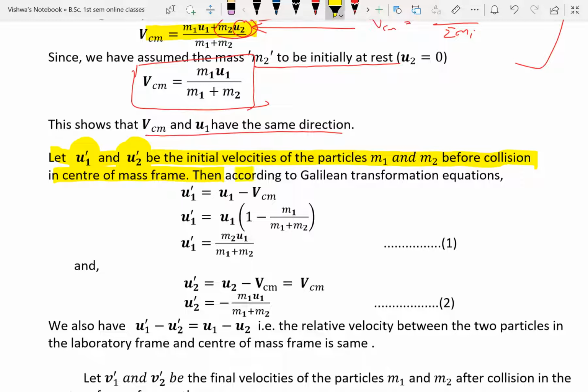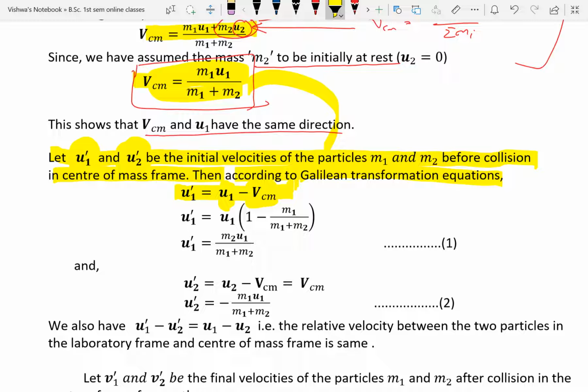Then according to the Galilean transformation equations, u1 prime can be written as u1 prime equal to u1 minus v center of mass. Here u1 is the velocity of the first object in the laboratory frame of reference, that is before the collision, and v center of mass is the velocity of the center of mass of the two objects in the laboratory frame of reference. We already know the value of the velocity of center of mass, so now substitute it in this equation and we will get u1 prime.